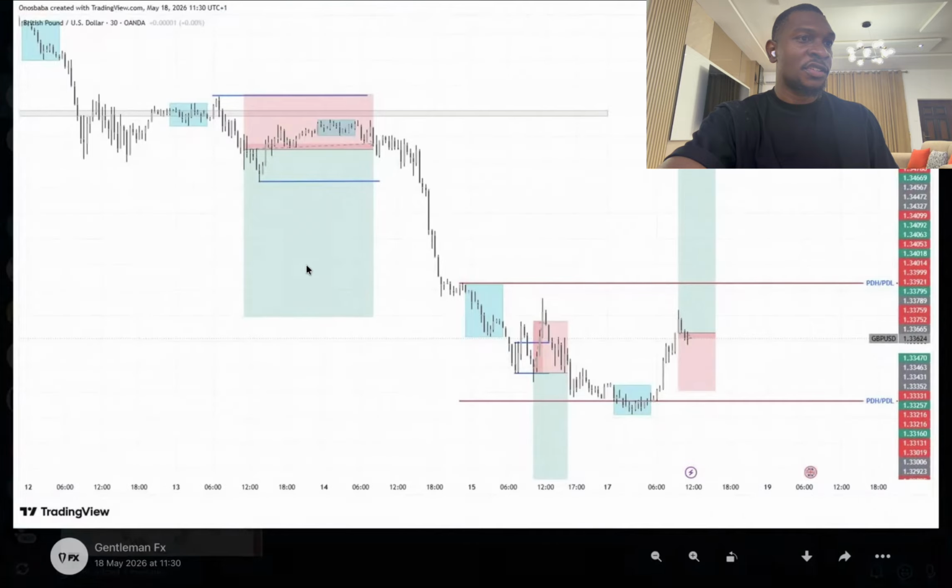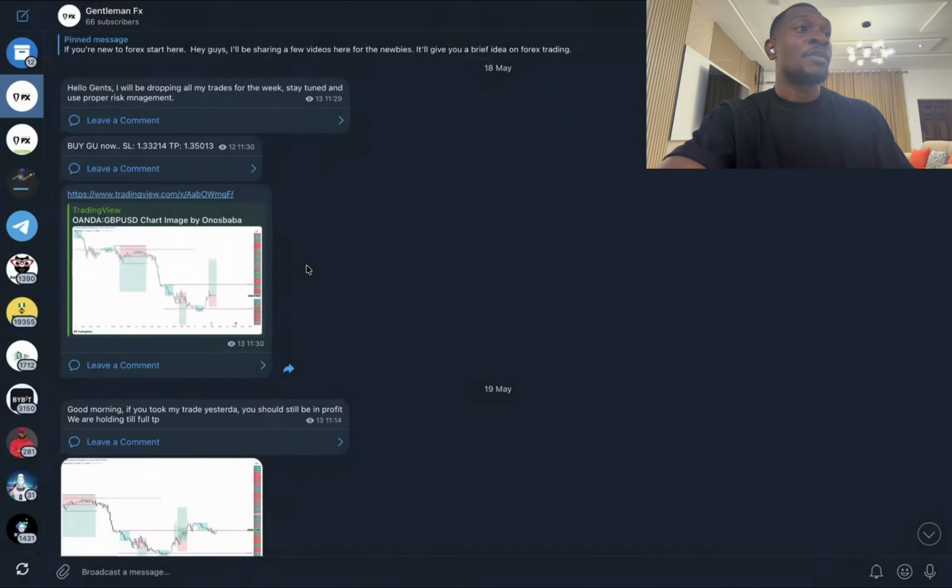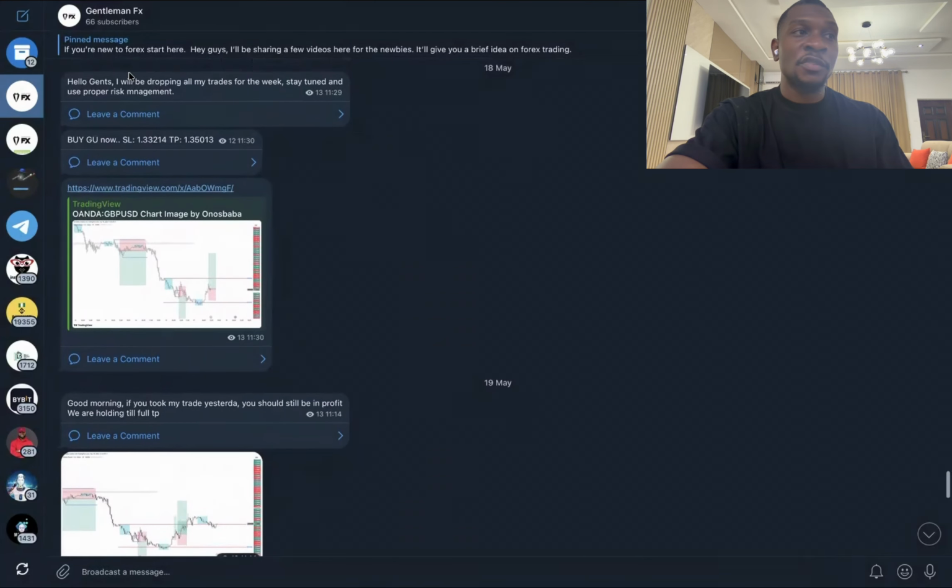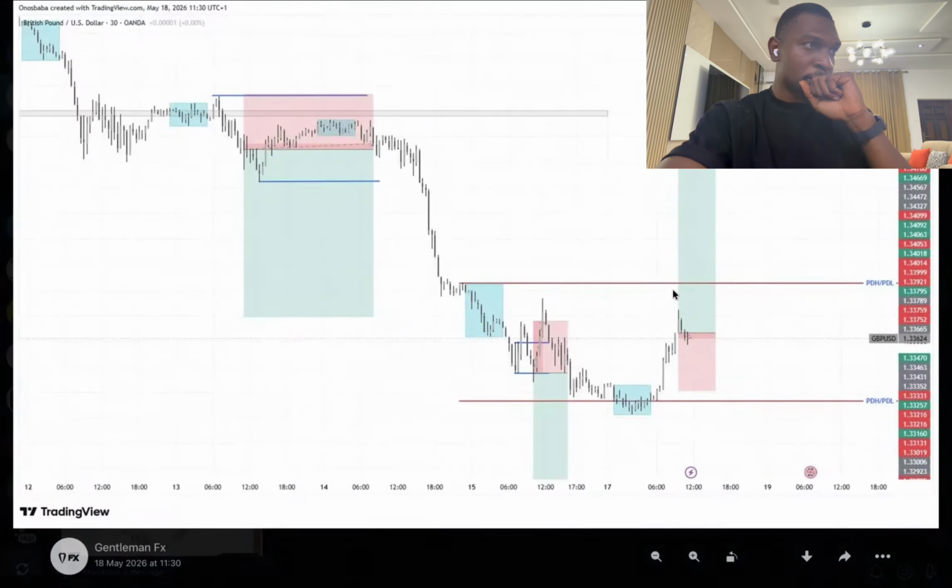So first things first, right? I have a daily outlook on the market, and I shared this daily outlook. I told my team, okay, gents, I'll be dropping my trades for the week. Stay tuned. Use risk management, of course. So I told them to buy GU, at a very good position. This was the GU setup I sent, right?